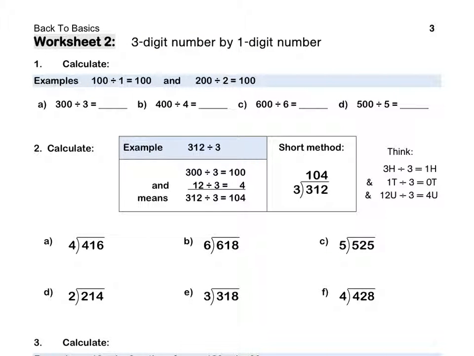Worksheet 2. 100 divided by 1 is 100, and 200 divided by 2 is also 100. Let's do A together. 3 divided by 3 is 1, therefore 300 divided by 3 is 100. Press pause to complete question 1 by yourself.